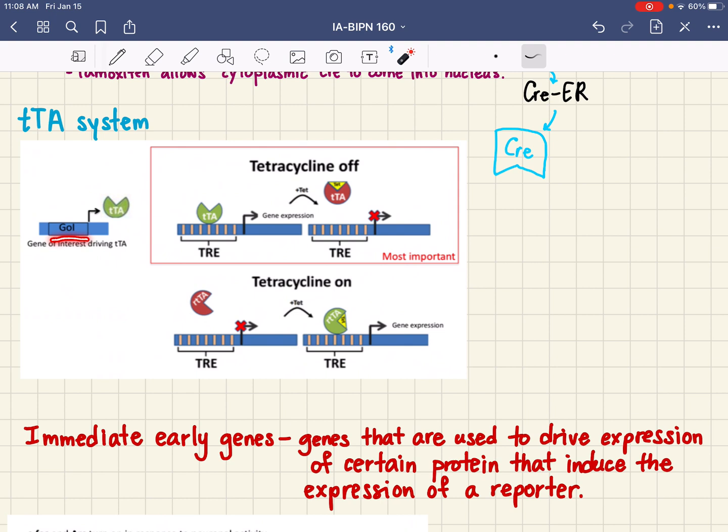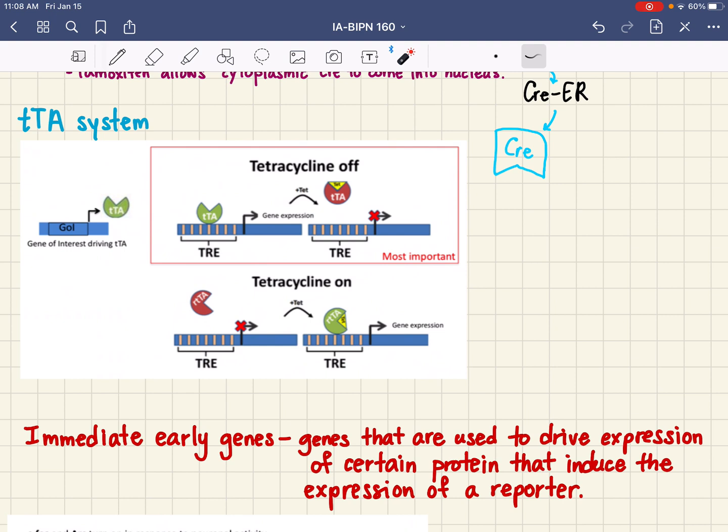A gene of interest first has to express TTA, right? We need to actually have the transcription factor. Then the transcription factor moves along and finds the promoter that it binds to, and in this case it's called TRE. TTA goes ahead and binds to the promoter TRE, and it drives the expression of whatever this gene is, right? It could be gene X.